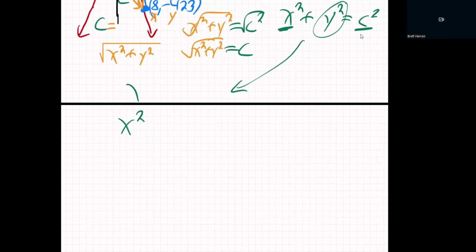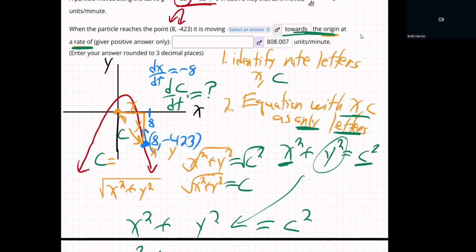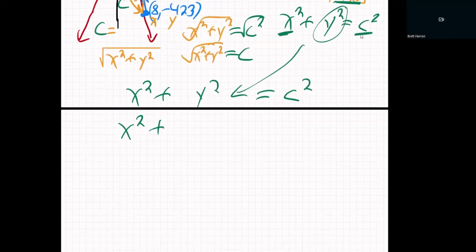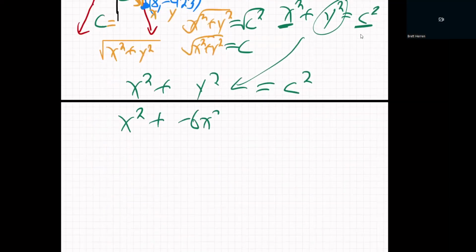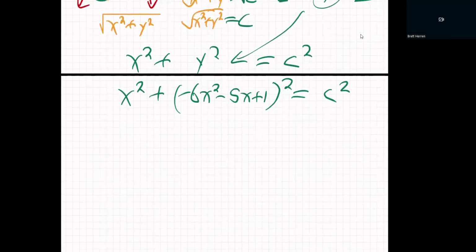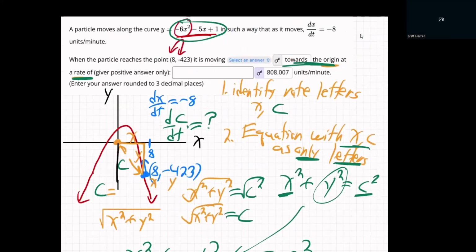But let me bring this down. So x squared plus y squared is c squared. When I come to y squared, what is y? It's that. Minus 6x squared minus 5x plus 1. So x squared plus minus 6x squared minus 5x plus 1, squared, is c squared. Did I get that right? Minus 5x plus 1, yeah.